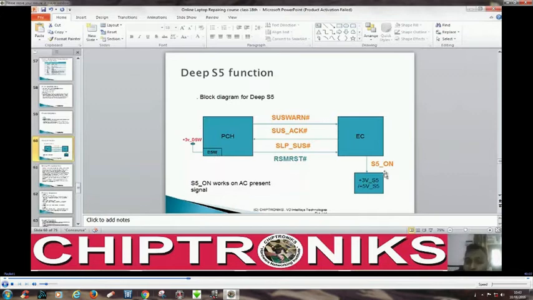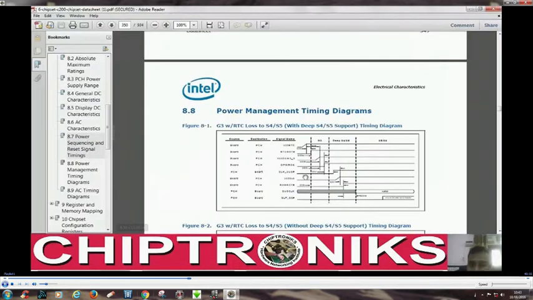So this concept was missing from Intel Series 5 chipset, and this is very important concept. Let us go once again to the timing diagram. As we see, VCC RTC reset is there, that is in G3 state.